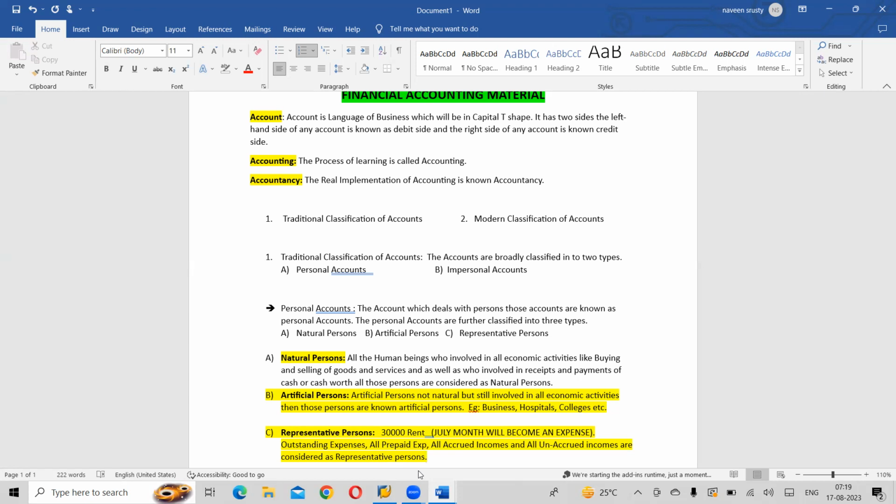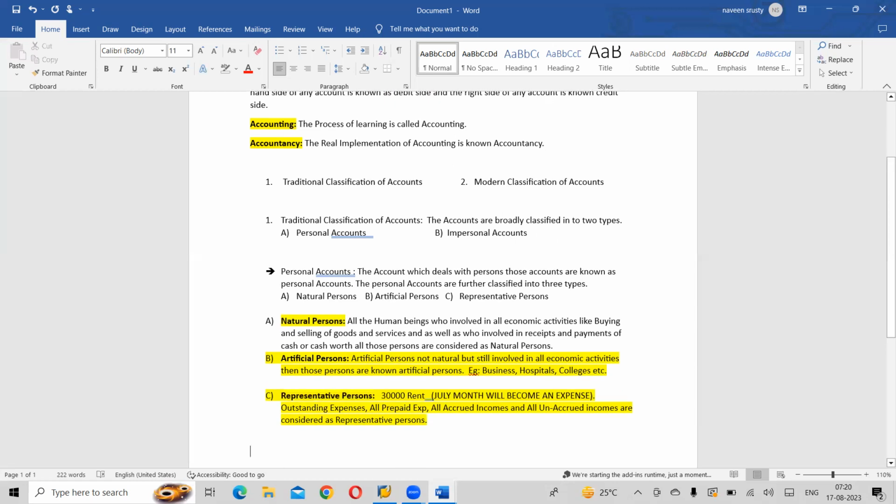Clear? Again, I am reiterating, 100% guaranteed that you will get a question on open item management: how you will treat open item management. Okay. So understood what do you mean by natural persons, artificial persons, and representative persons? Yes. Next one. Sir, can you please repeat once again the representative persons?